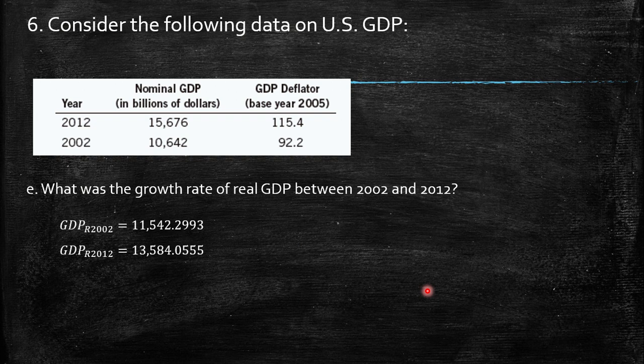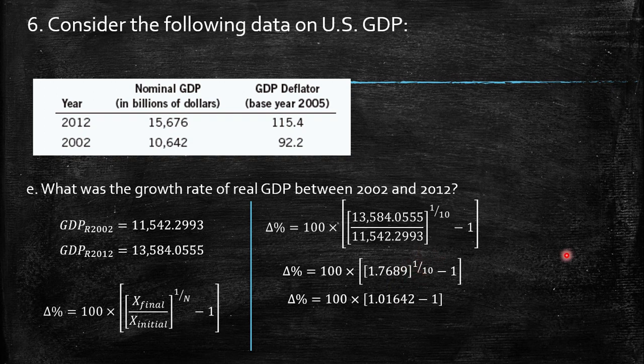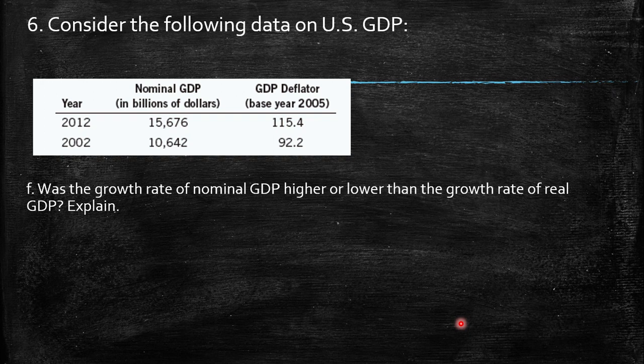Then what was the growth rate of real GDP between 2002 and 2012? Here we already have the numbers, so we just use the formula that the exercise provided, replace those numbers, make the division, and we end with this value, and we elevate this to the 1/10th, and then we have the real increase. It was 1.64%.